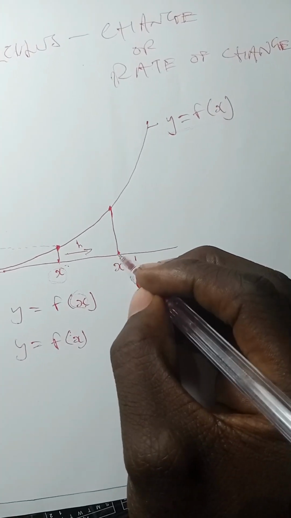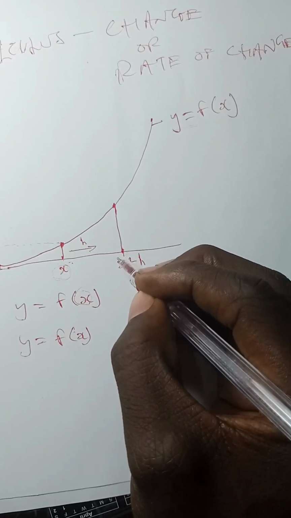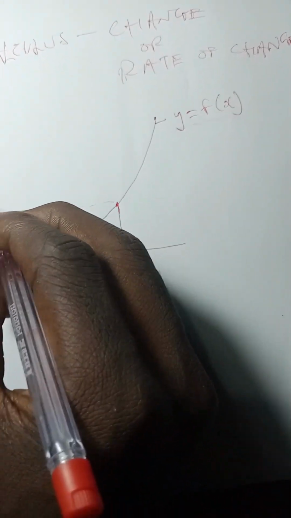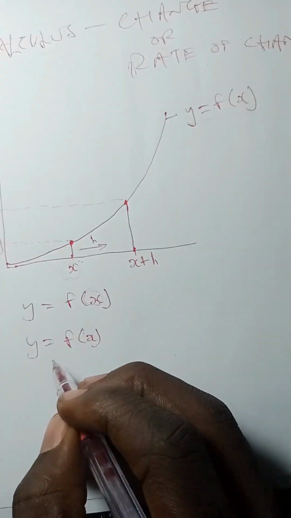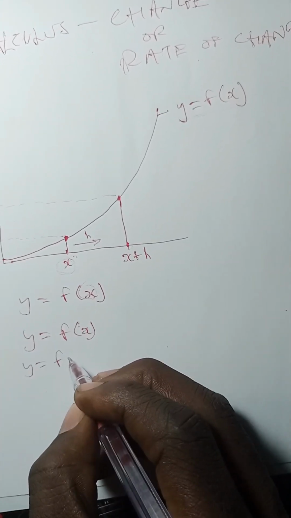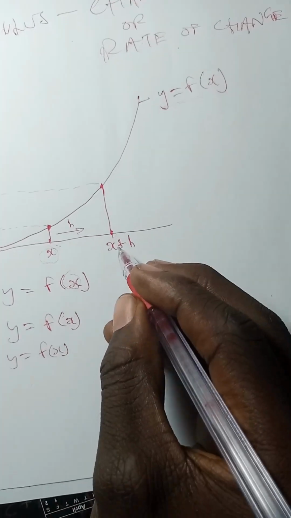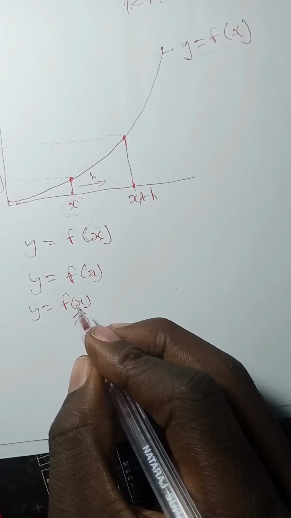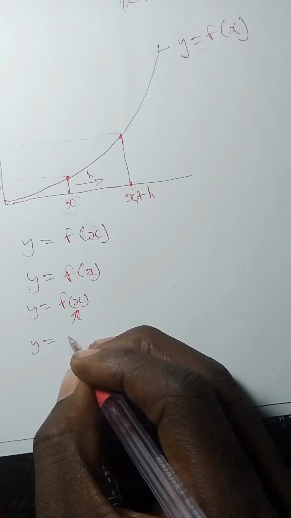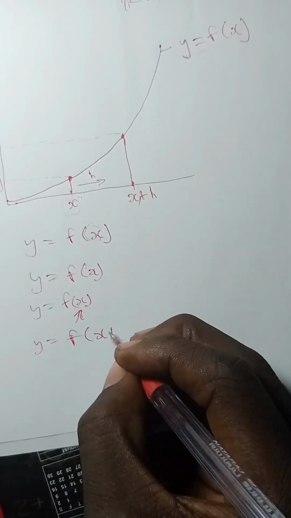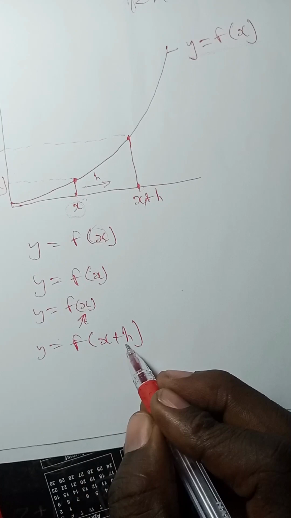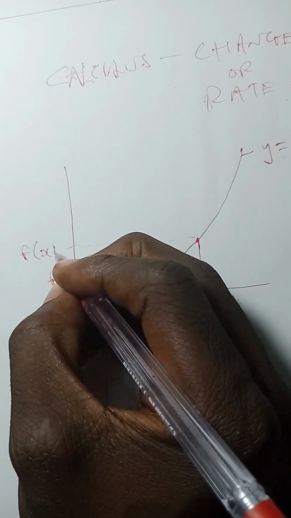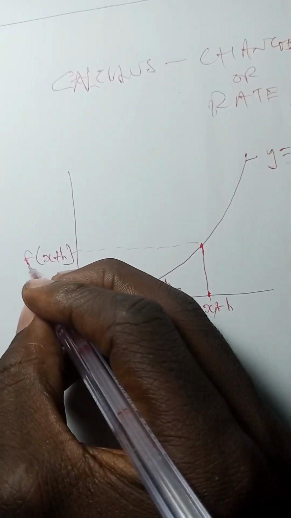Then the same is going to happen with this one over here, x plus h. If you want to find the y value using the same formula, again we have y which is equal to f of x. Now this x plus h, if we feed it into the place of x, it is going to be y equals f of x plus h. So this new point here is going to be x plus h, f of x plus h.